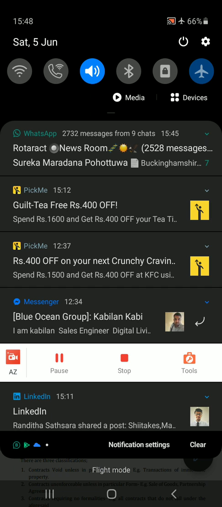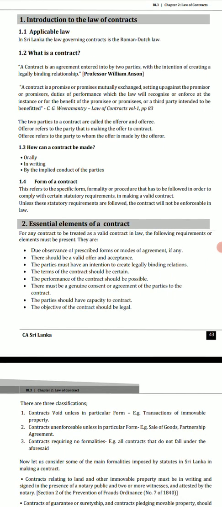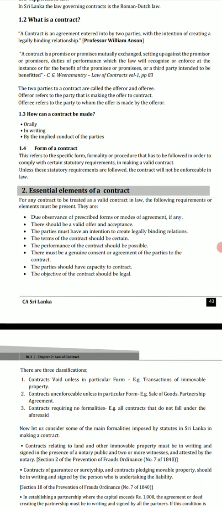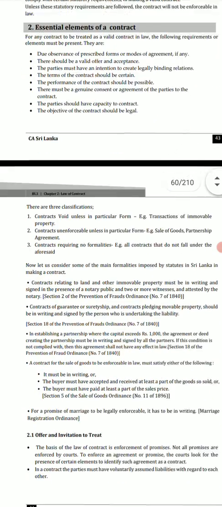There are elements of a contract. In the elements of a contract, there should be a formality. There should be a valid offer and acceptance. There should be a valid consideration, and the parties should have capacity. Consideration means something like a monetary fund, or a contract that exchanges goods for goods, and the contract has to be legal. These are the basic elements of a normal contract.